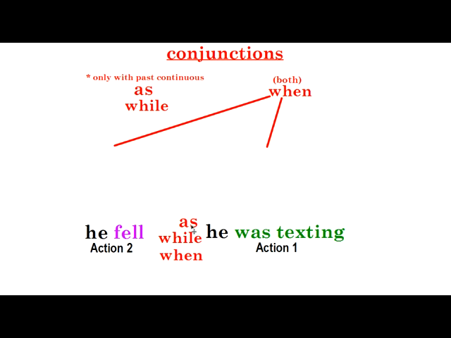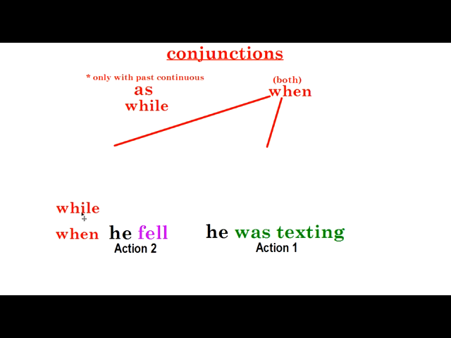But remember, if I decide that I'm going to use when, I can only put the when at the beginning of the second action. I can say when he fell, he was texting. Remember, while and as, I cannot do with the second action. They have to go with the past continuous. Very good. Okay, guys, so I hope this was helpful in learning how we use the past continuous. Remember, the past continuous is the first action that happened, and then the second action happens after it.